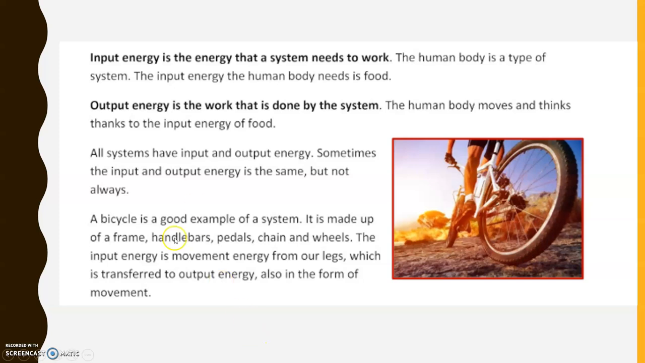For example, a bicycle is a good example of a system. It is made up of a frame, handlebars, pedals, chain, and wheels. The input energy is movement energy from our legs, which is transferred to the output energy, also in the form of movement.